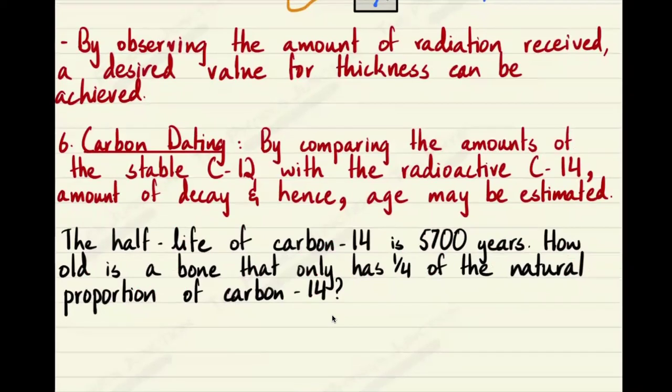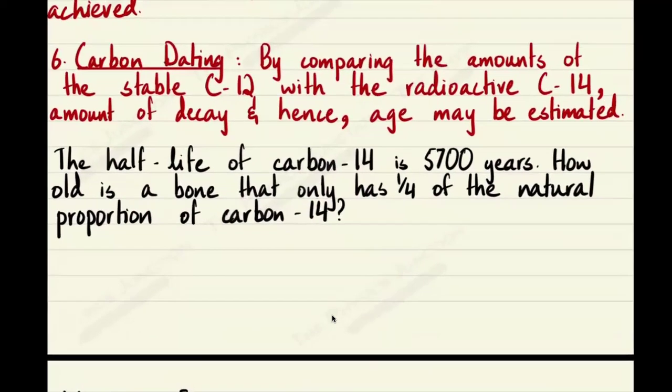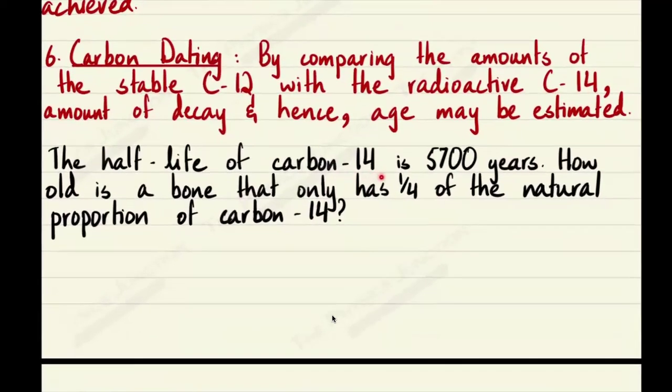Now this example is inspired from a past paper question. The half-life of carbon 14 is 5700 years. How old is a bone that only has 1/4 of the natural proportion of carbon 14? Again, I don't know the initial number. Let's say this is some number of nuclei N. So then it becomes N/2 after one half-life, and then it becomes N/4. So it becomes 1/4 of what it was.